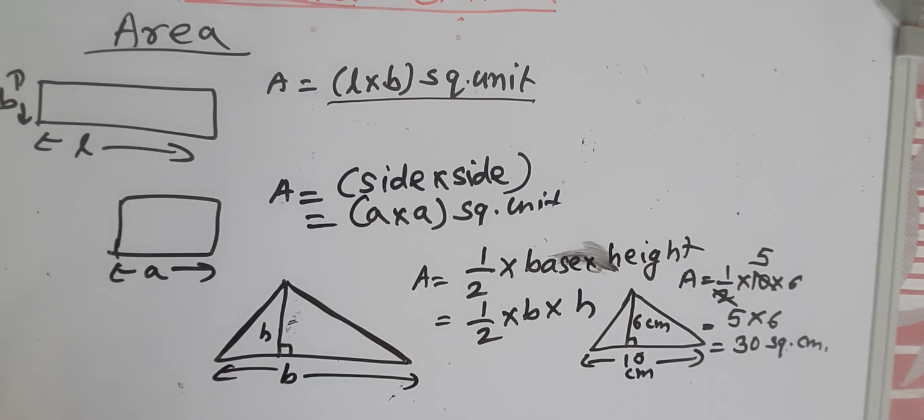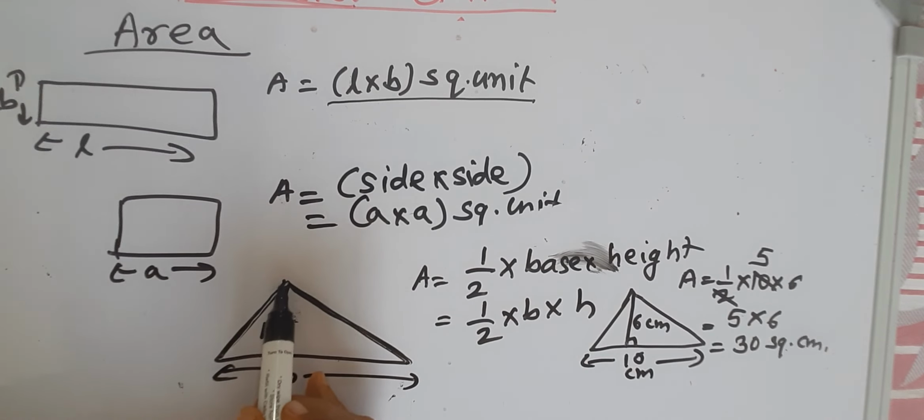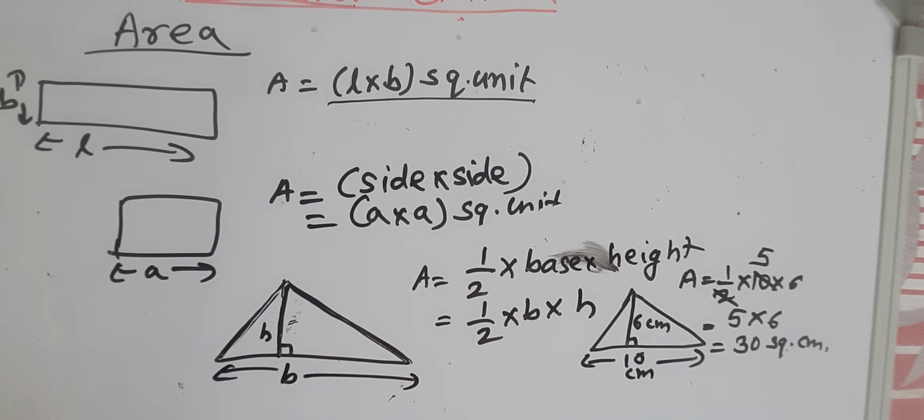So finding out the height, knowing the height is very important to find out the area of triangle. These are not the height. These are not the height of triangle. The height of triangle is a perpendicular line to its base. You should know the height of triangle to find out the area of a triangle. Okay, so these are the formulas for finding out the area of rectangle, that is length into breadth, square, that is side square, and triangle, that is half of base into height.